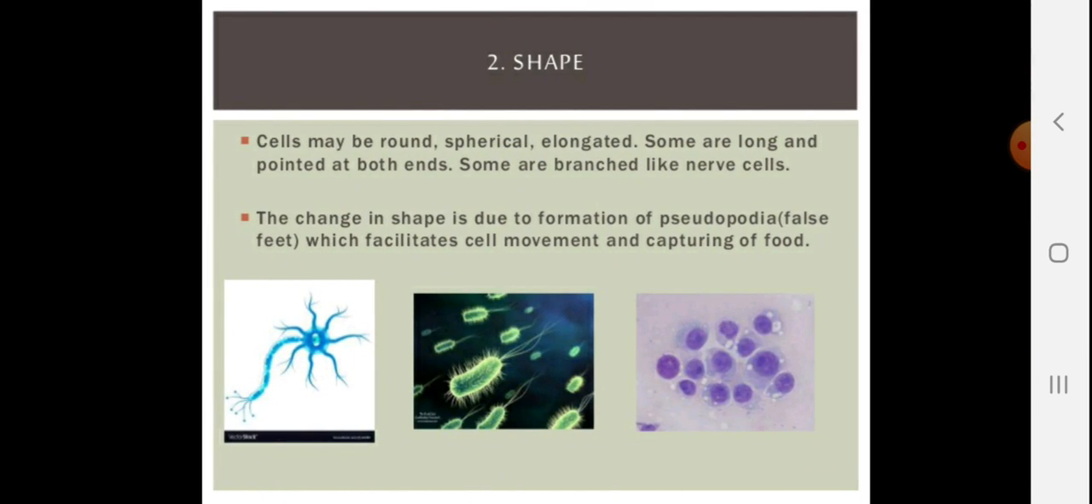Shape. Cells may be round, spherical, or elongated, like a spindle or a needle-like structure. Some are long and pointed at both ends, and some are branched like the nerve cells. The change in shape is due to the formation of pseudopodia, that is false feet, which facilitate cell movement and the capturing of food.